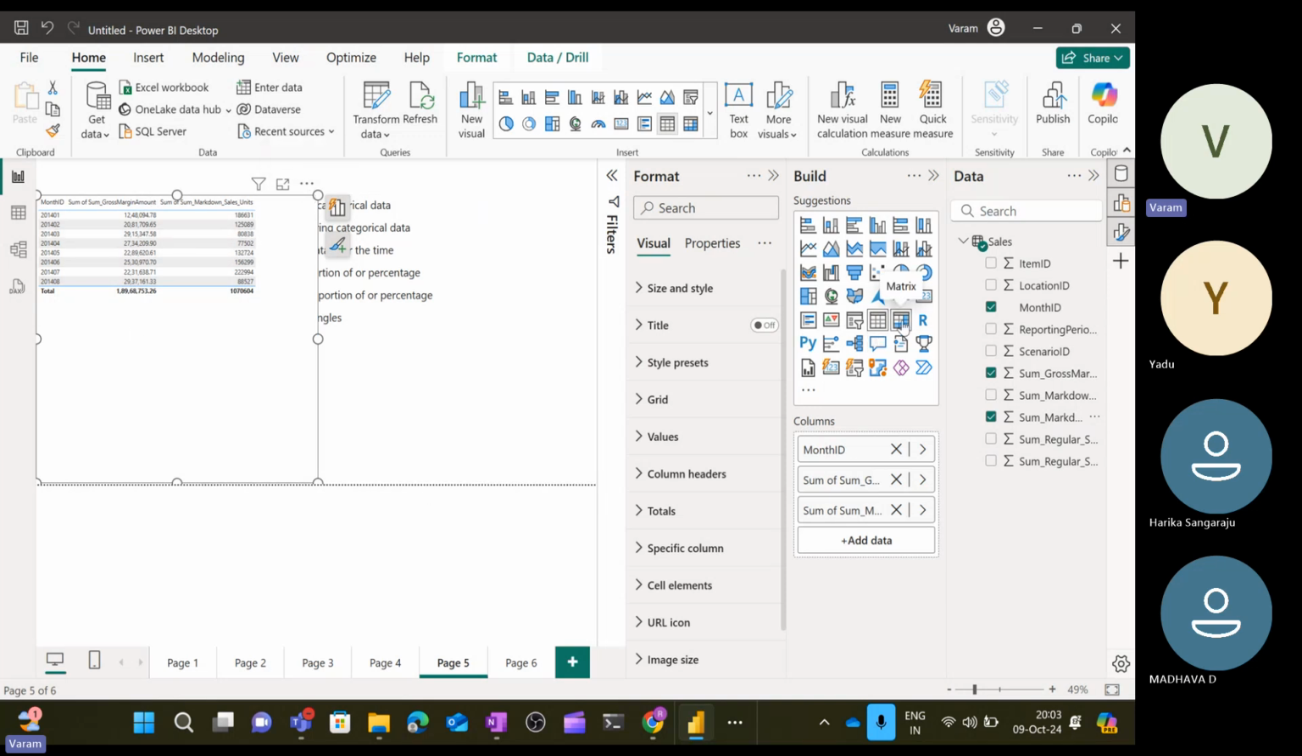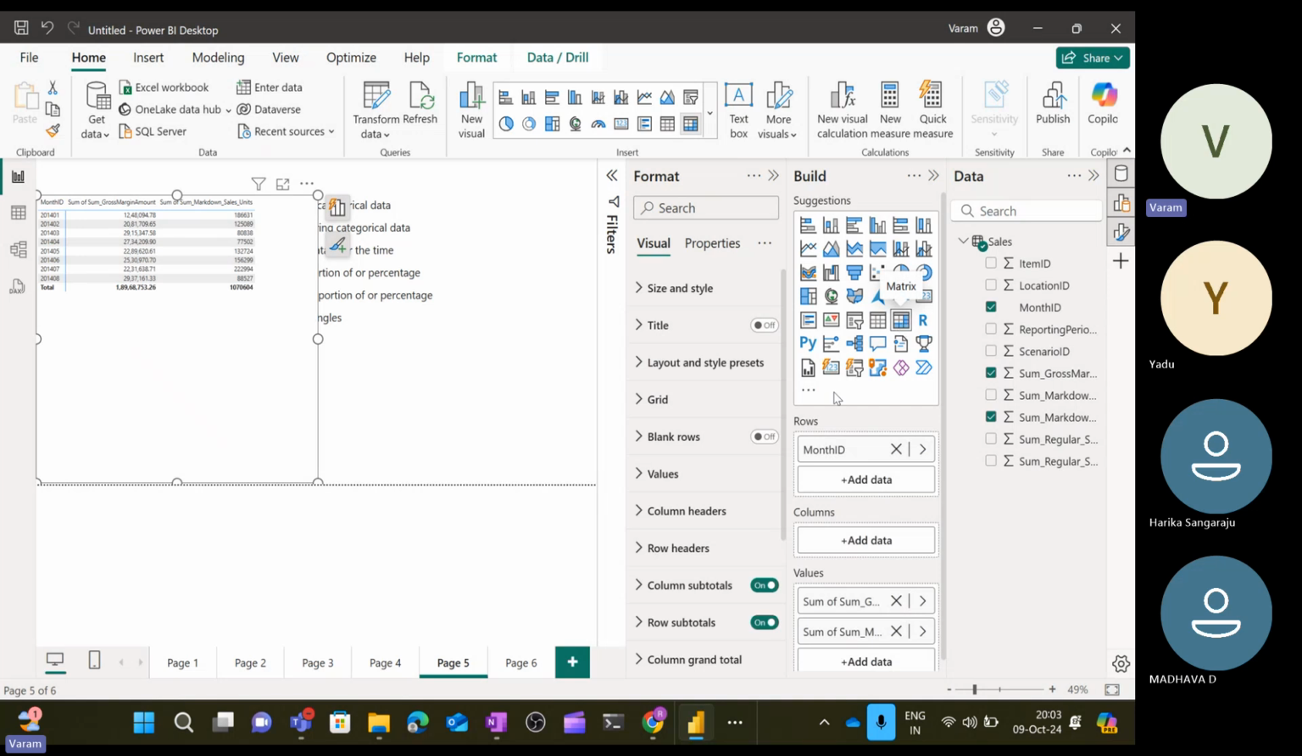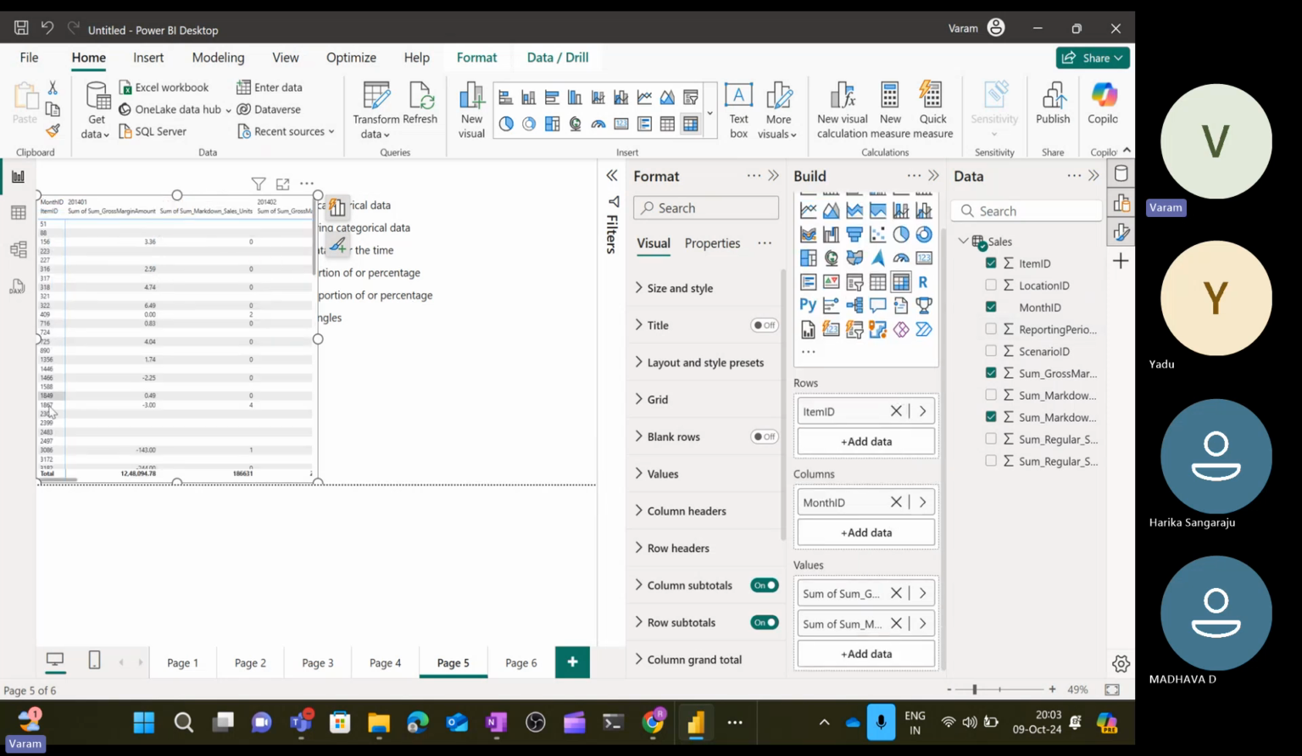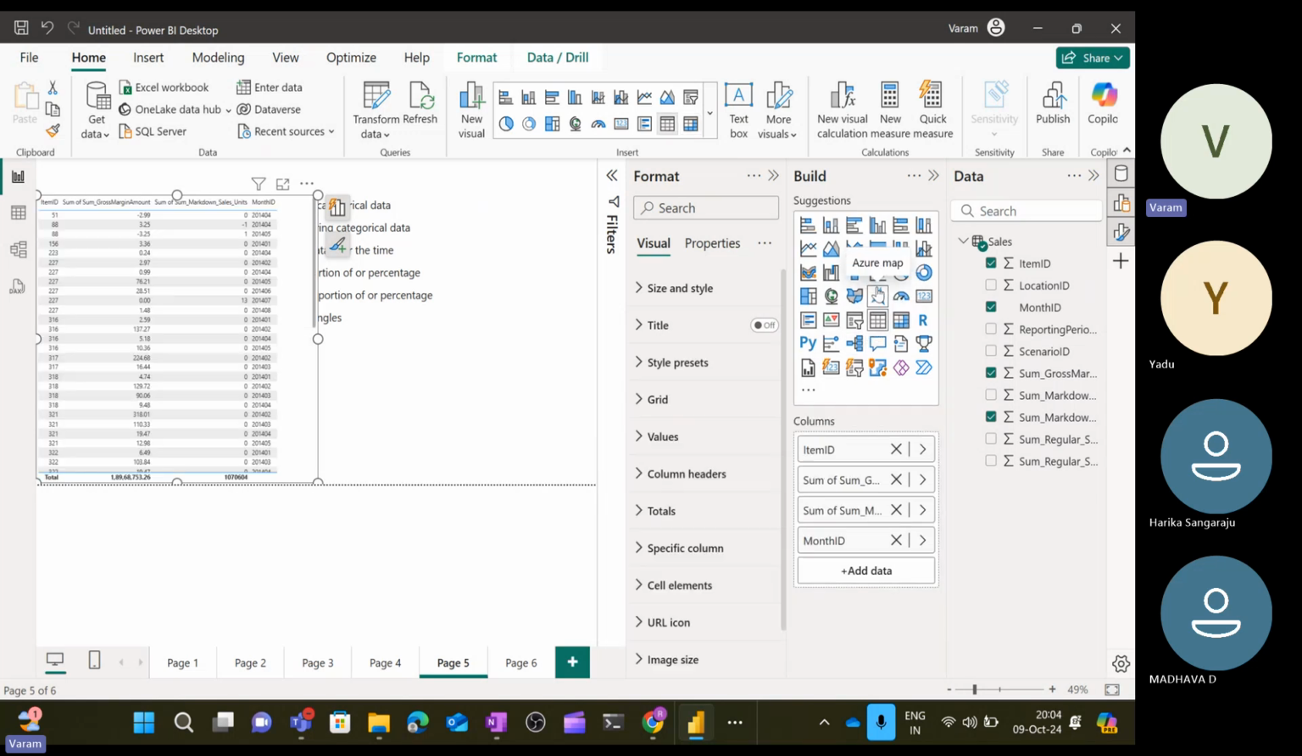And if I go to the matrix, you have rows and columns separately. If I add my item ID in the rows, the look will be different. You can see this is the column and this is the rows. Location ID, month ID in the columns. You can use this month ID in the column, remove from the month ID here. You can see this data, how it looks like. This is item ID, this is by month. So you can see that two-dimensional data, one is a column, one is a row in the matrix. And if it comes to the table, there's only one-dimensional data, that is by column level, the top level.